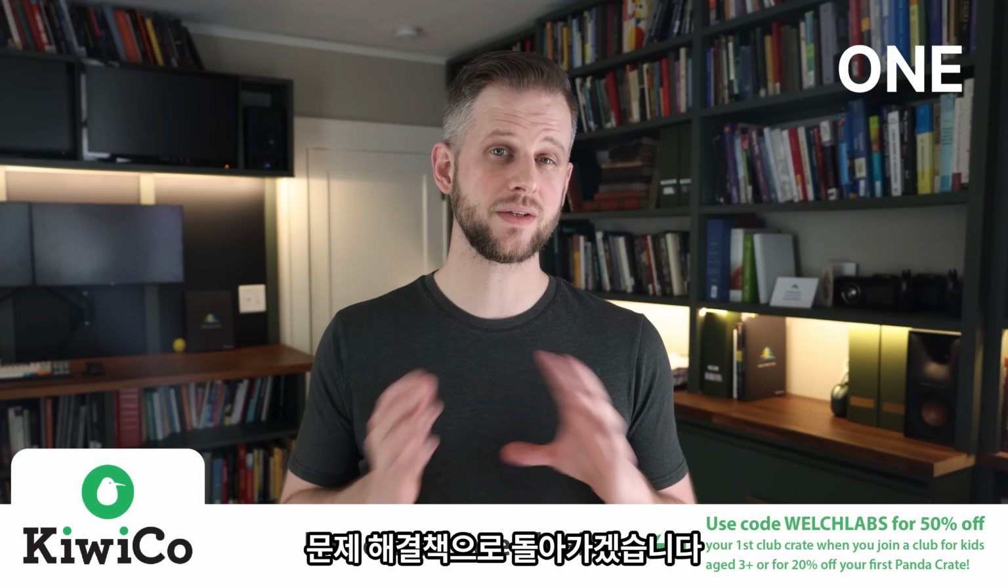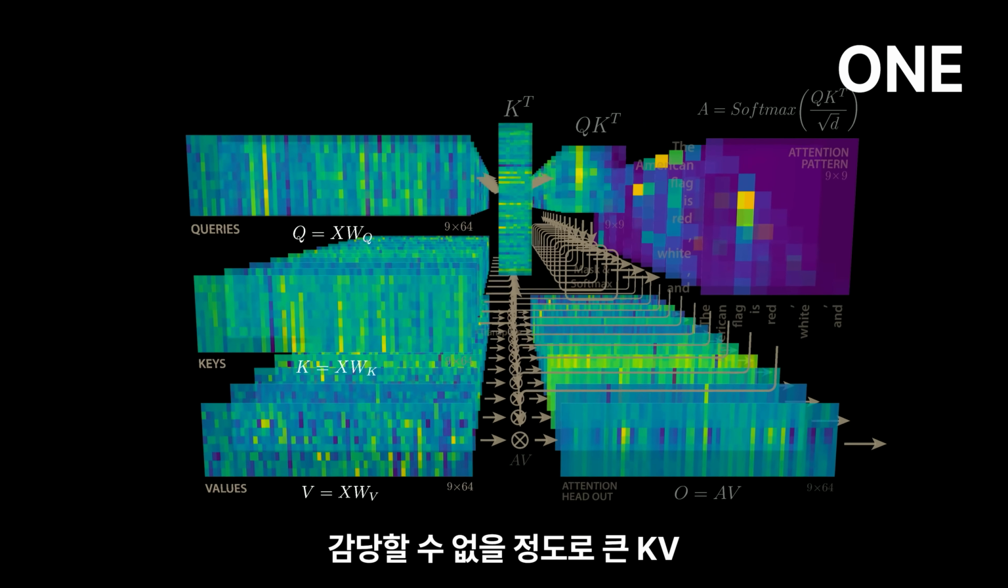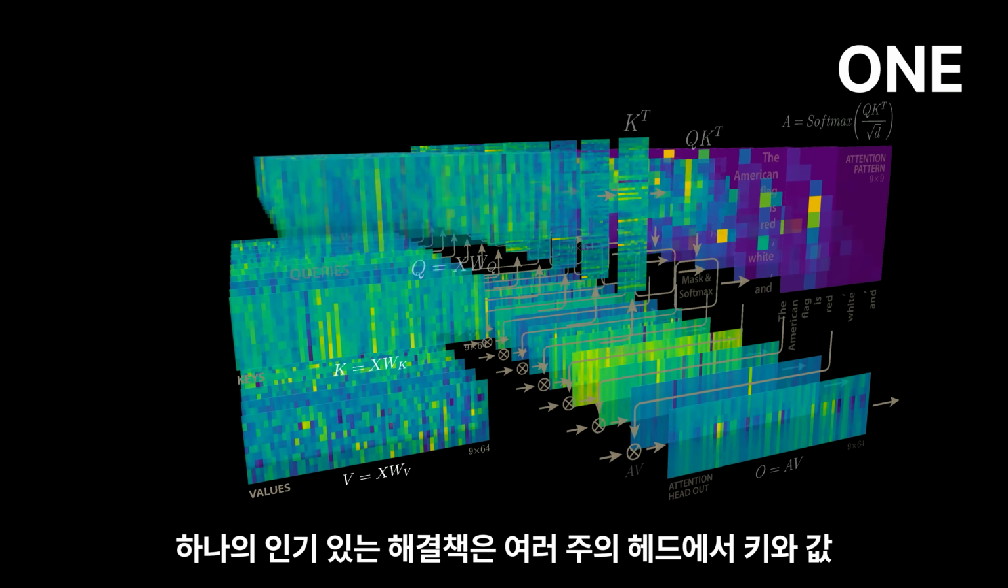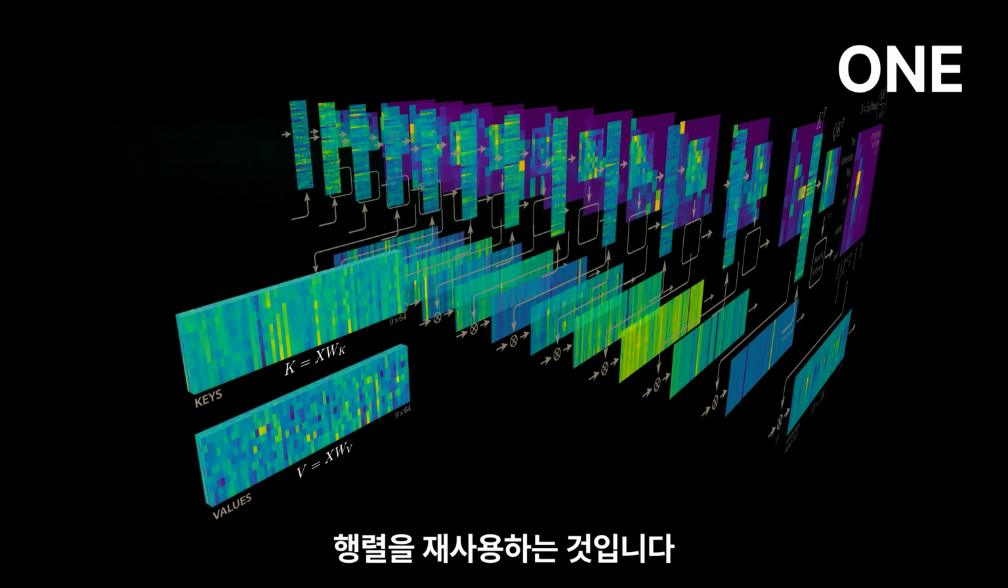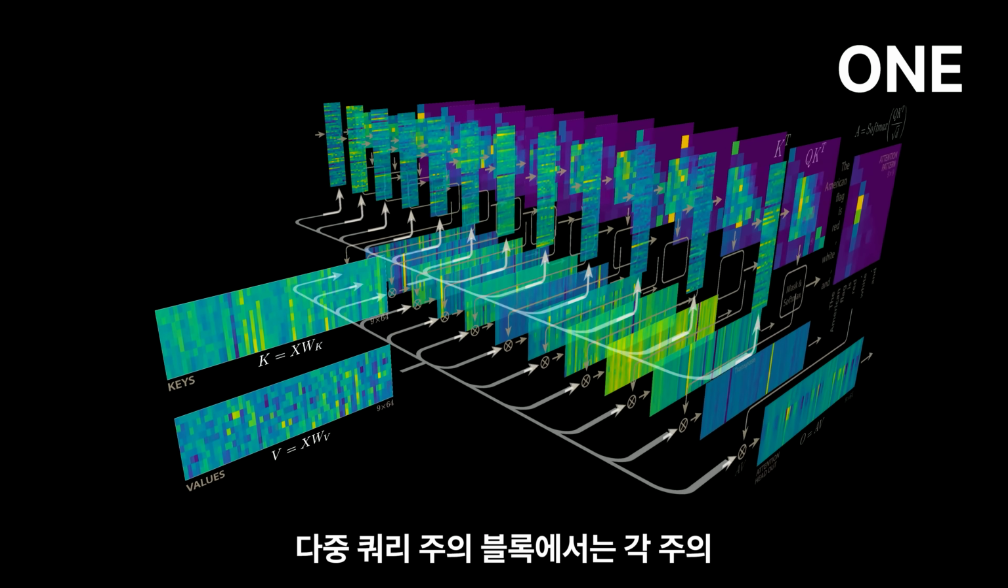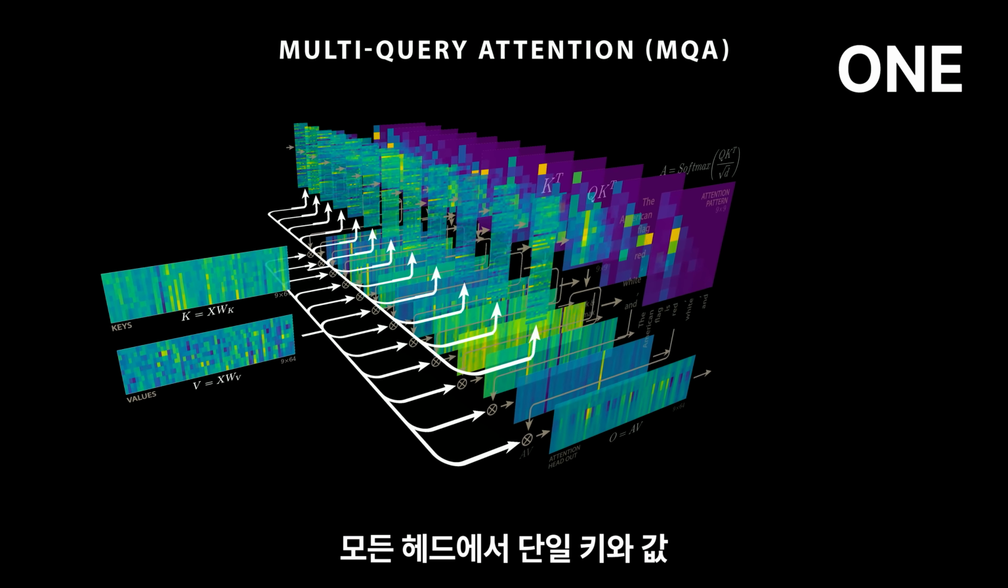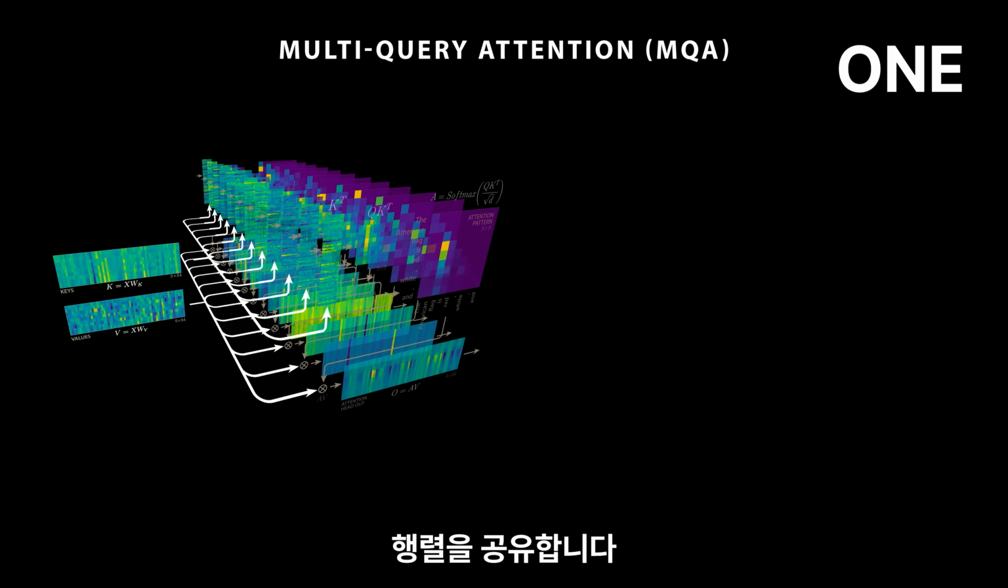Now back to DeepSeek's solution to the KV cache problem. Untenably large KV caches are not a new problem. One popular solution is to reuse key and value matrices across multiple attention heads. In multi-query attention blocks, instead of having unique key and value matrices for each attention head, we share a single key and value matrix across all heads.